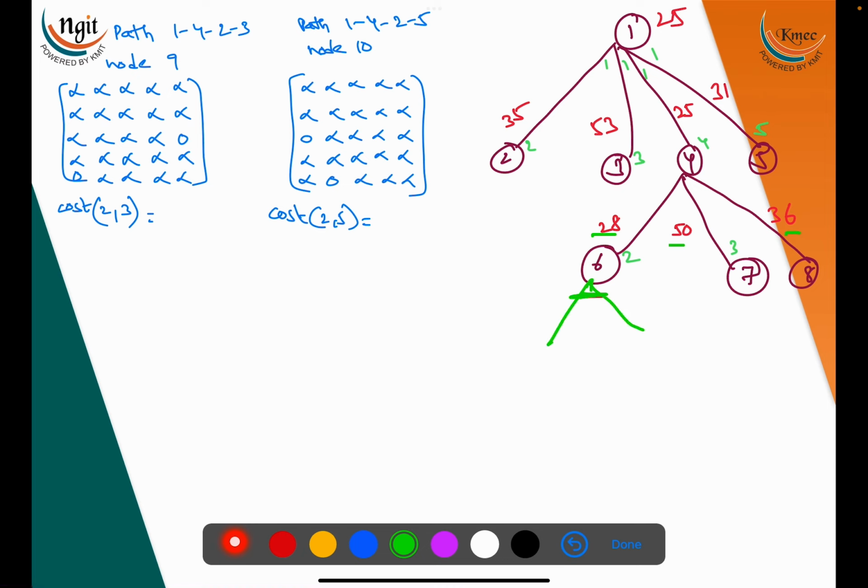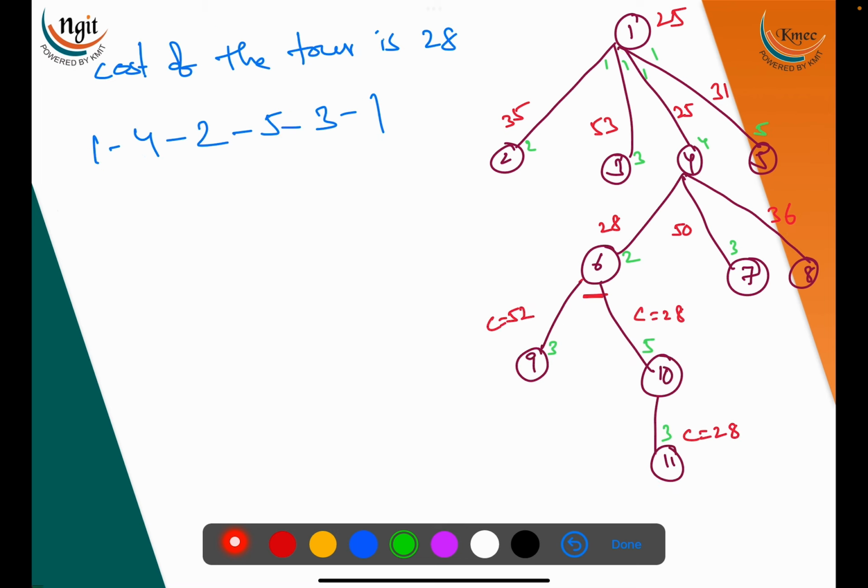Start exploring it. So what has he visited? 1 to 4 is finished, 4 to 2 is finished. Now what does he have to visit? Now node number 9, node number 10. So 1, 4, 2 is done. Now he has to visit 3 and 5. Now find the cost between these two. Applying the same formula, it's 52 and 28. 28 is the minimum. Now there is only one node left, which is 3. So I wrote the cost of it directly.